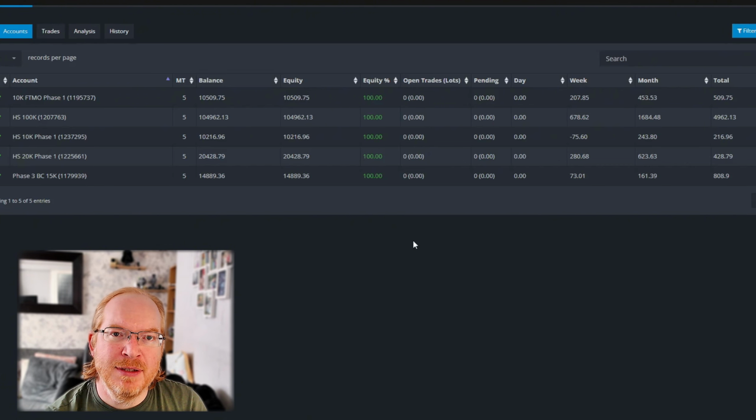Okay, so now you can see we're in the trade copier account. You can see all the accounts I've got on my trade copier. The main account we're trading here is the 100k high stakes account, which is this one here. As you can see, it's around about just under 5% up on the account. And then we have all these other accounts here, the 10k FTMO that we just went through, currently 5% up. And then we have some other trade accounts which we're just copying across to.